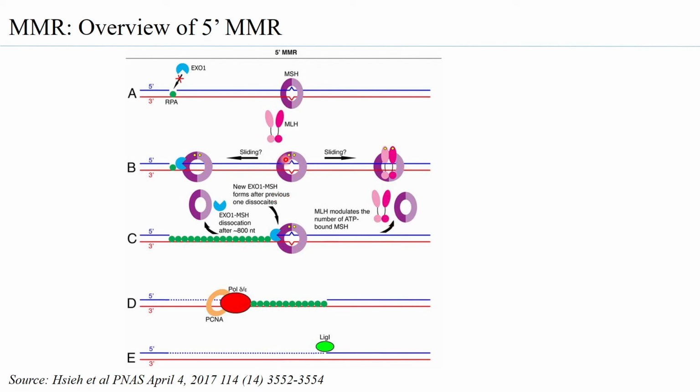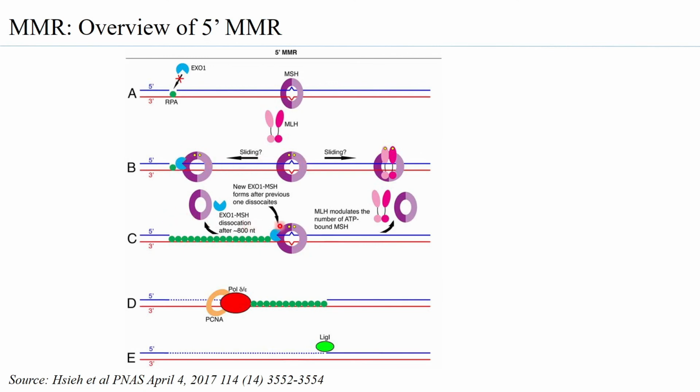Now, secondly, what can happen, which means you must understand that it is not just one MSH that binds, you have several MSH that can bind around the mismatch that is there in the DNA. You can have the MSH sliding towards the 5' nick that is there, and when it slides towards the 5' nick, it will bind to the Exo1, and on binding to the Exo1, the Exo1 will now become active and act as an exonuclease and start removing the strand.